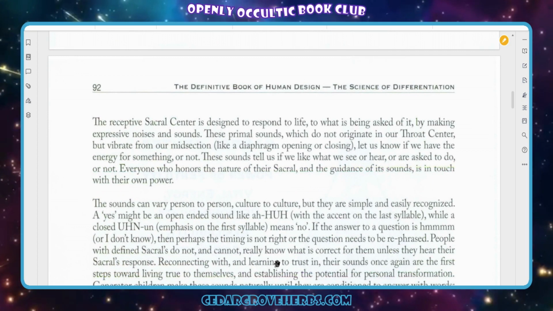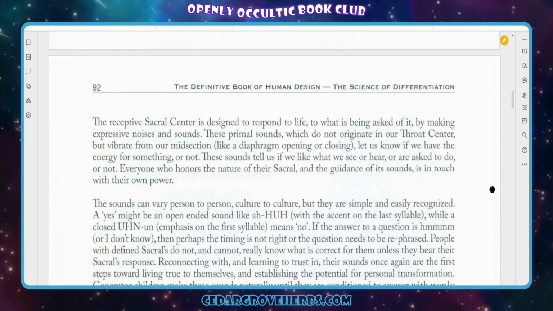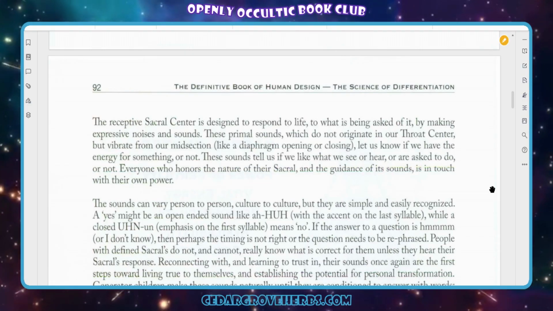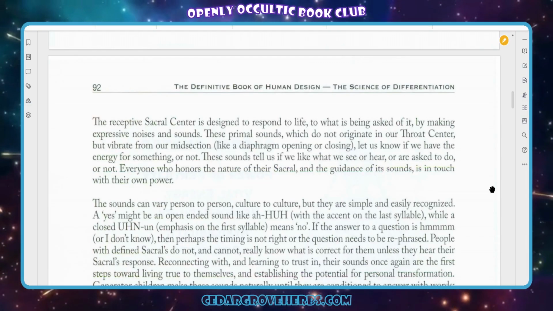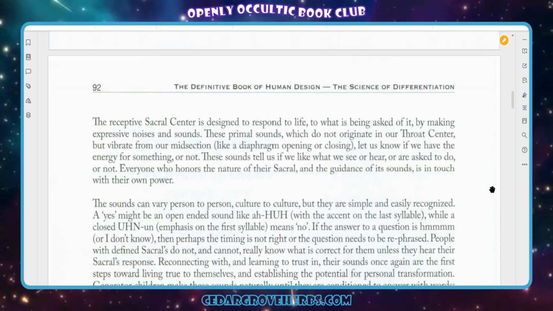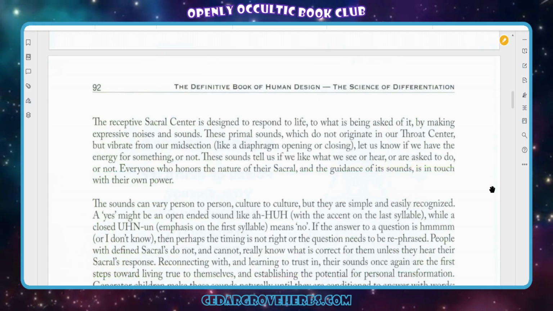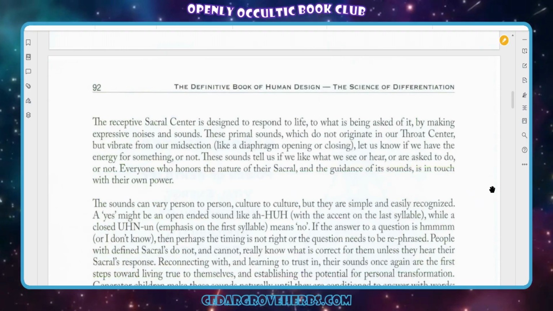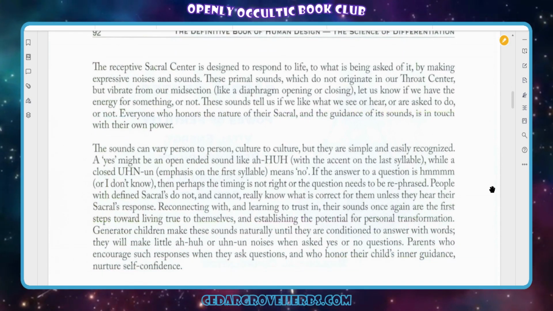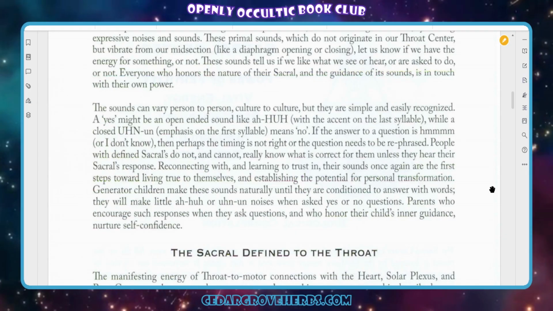The receptive sacral center is designed to respond to life, to what is being asked of it, by making expressive noises and sounds. These primal sounds, which do not originate in our throat center, but vibrate from our midsection, like a diaphragm opening or closing, let us know if we have the energy for something or not. These sounds tell us if we like what we see or hear or are asked to do or not. Everyone who honors the nature of their sacral and the guidance of its sounds is in touch with their own power. The sounds can vary person to person, culture to culture, but they are simple and easily recognized.